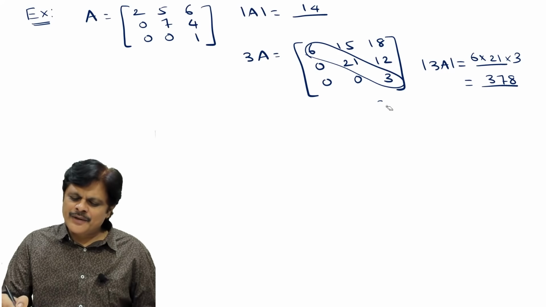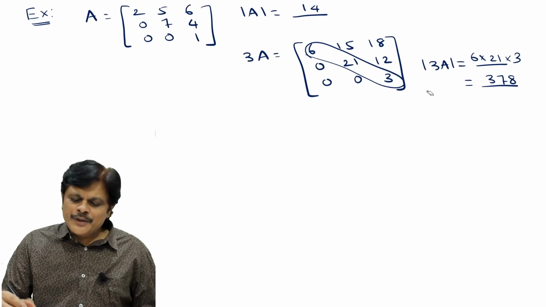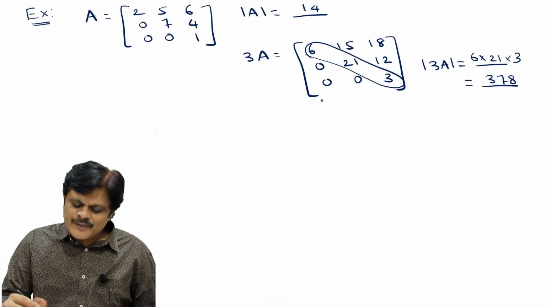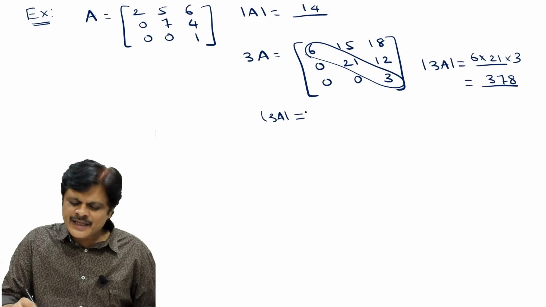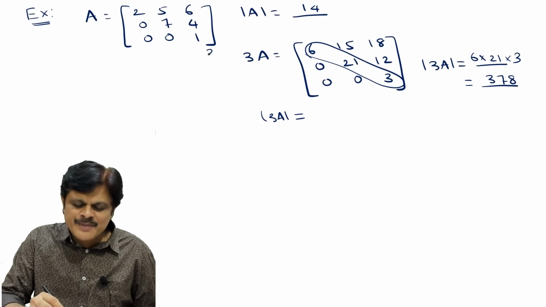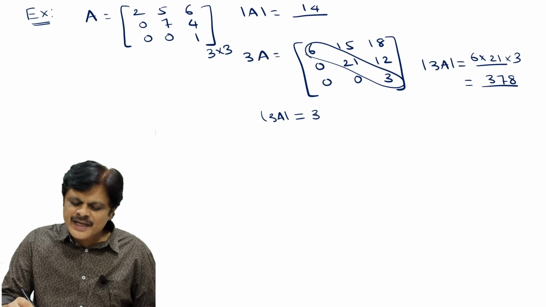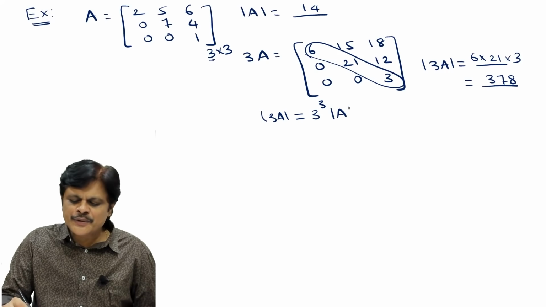Wonderful. Now instead of doing it this way, you can also get this answer very quickly like this. To get the determinant of 3A, what is the order of this matrix? 3 by 3, no? So the answer is 3 power 3, since the order is 3, into det A. You do it.